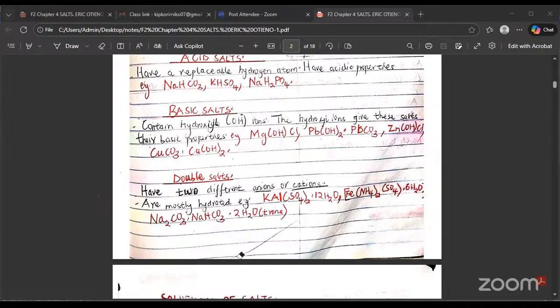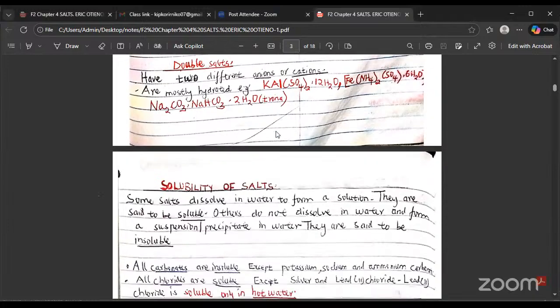Now, how do these salts dissolve? In the solubility of salts, I'll be very brief in this one, but it is very interesting. I normally like salts. I think salts in Form 2 is one of the best topics. It is the easiest topic.